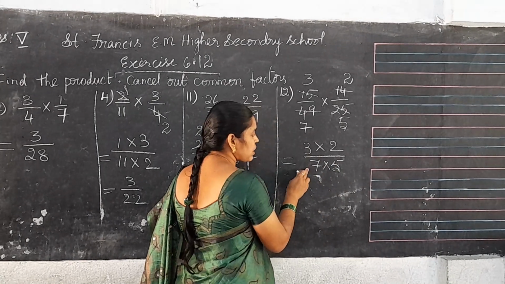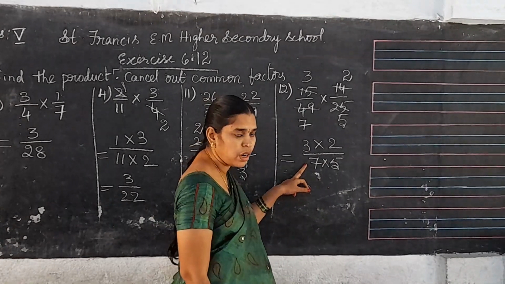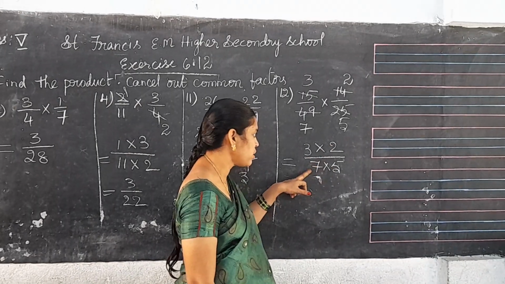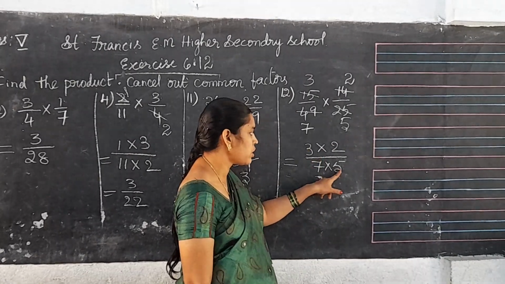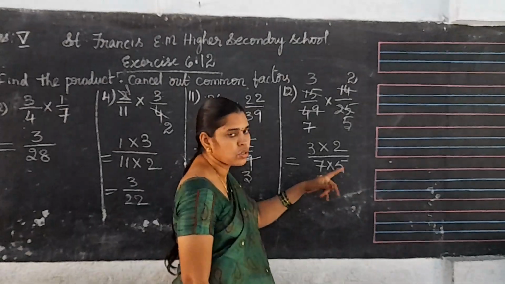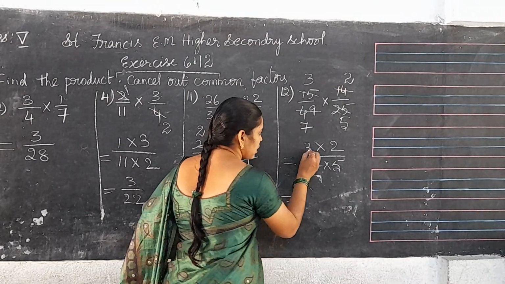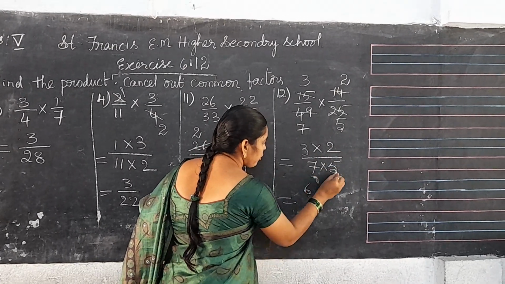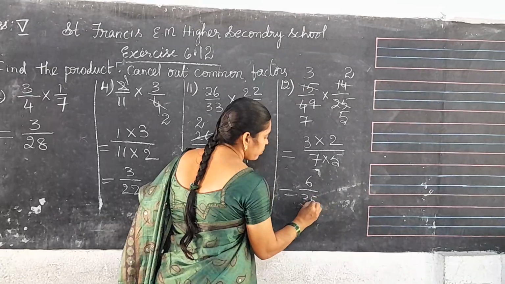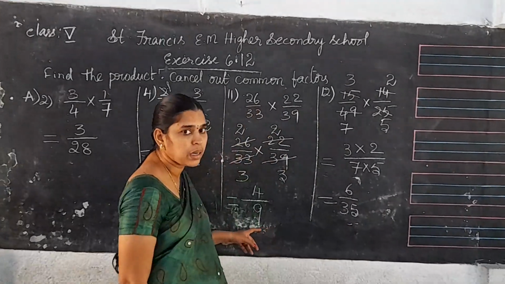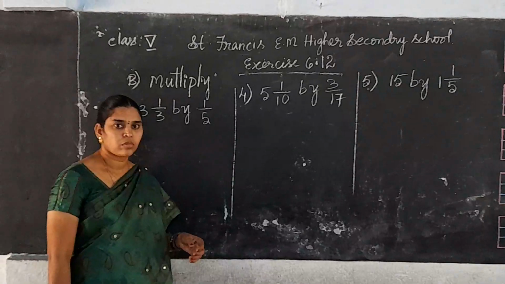In these two numbers, any common factor except one? No. In these two numbers? No. In these two numbers? No. So now you do multiplication. 3 2s are 6, 7 5s are 35. Like this you have to complete the remaining sums in A Roman.